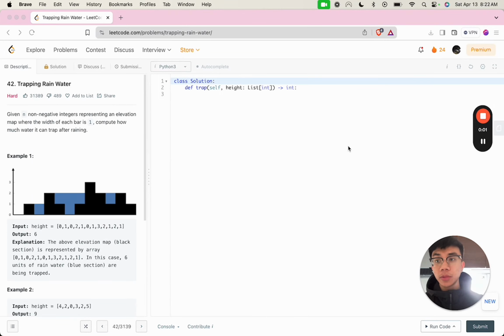Ladies and gentlemen, welcome to day 12 of April's Daily LeetCode Challenge. Day 12's question is question 42, Trapping Rain Water. Given n non-negative integers representing an elevation map where the width of each bar is 1, compute how much water it can trap after raining.